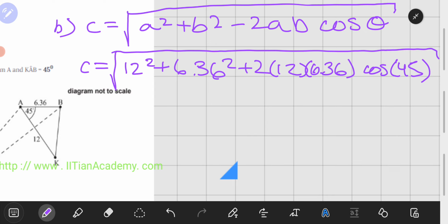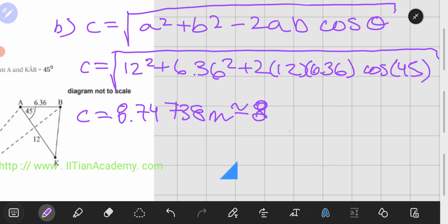Using the cosine rule, we can find the distance between K and B. When we substitute and compute all of these values, we find that the distance from K to B is about 8.74738 meters. So we can approximate this to be 8.75 meters, and that's our answer to question B.